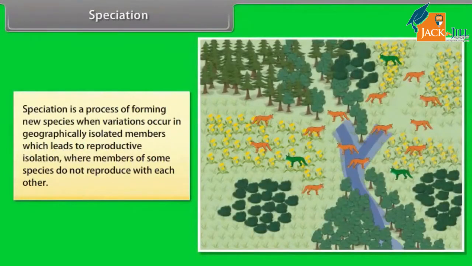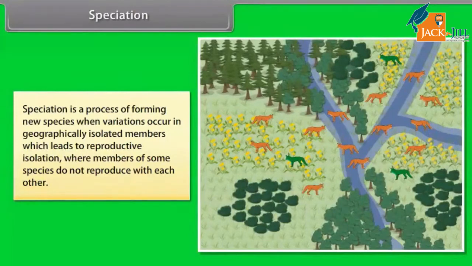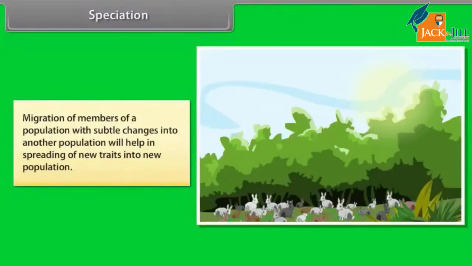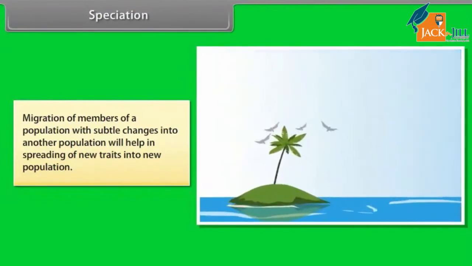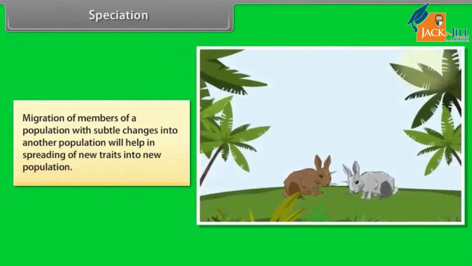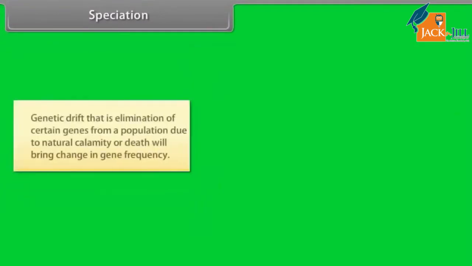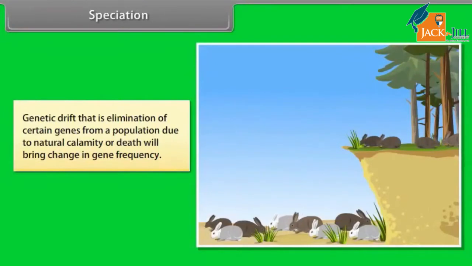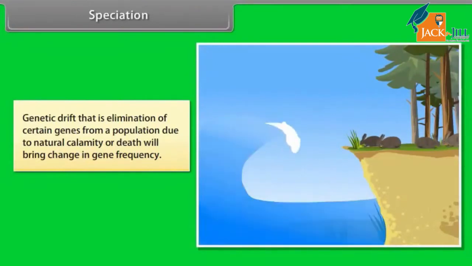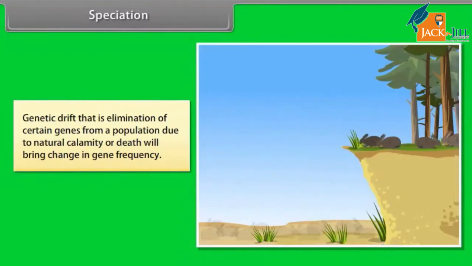Speciation. Speciation is a process of forming new species when variations occur in geographically isolated members, which leads to reproductive isolation where members of some species do not reproduce with each other. Migration of members of a population with subtle changes into another population will help in spreading of new traits into the new population. Genetic drift, that is, elimination of certain genes from a population due to natural calamity or death, will bring change in gene frequency.